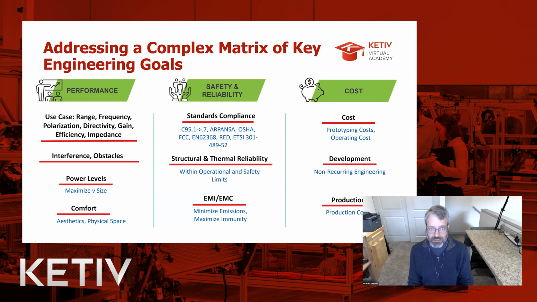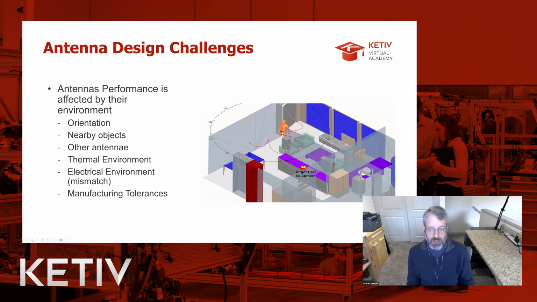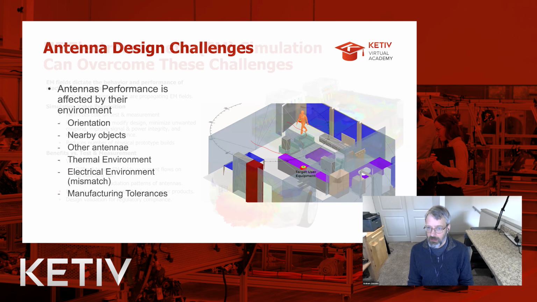Ansys HFSS software can allow us to meet some of these challenges. In particular, an antenna's typical performance is affected by its environment. So its orientation, whether there are nearby objects, whether there are other antennas nearby, its thermal environment, if we're in a spaceship or a satellite, you've got different environmental considerations there. Electrically, does it work with the rest of the system? And then manufacturing tolerances. All these different things can affect the operation of the antenna. This is where HFSS and Ansys's multi-physics capabilities really shine in allowing us to evaluate all these different factors and make sure it's going to perform as we need it to in the environment it's designed for.